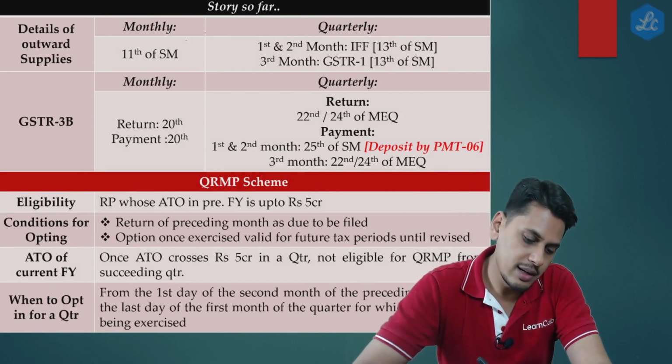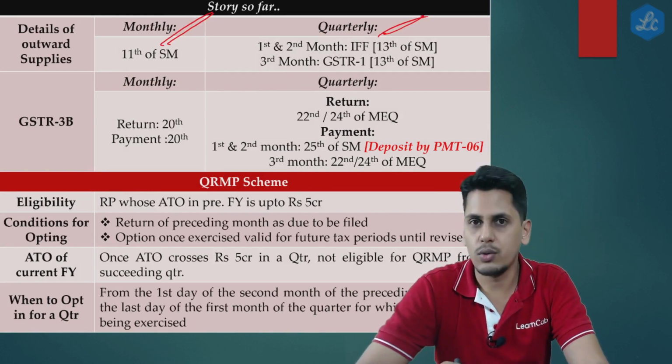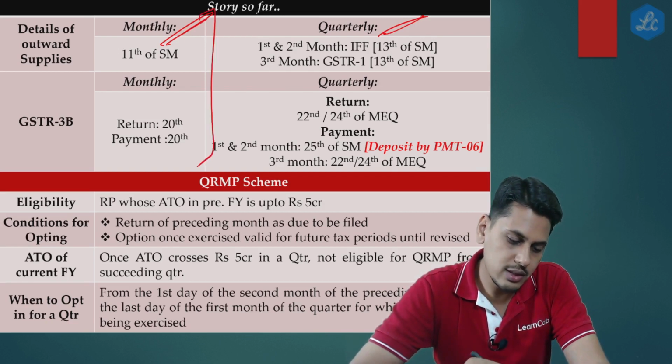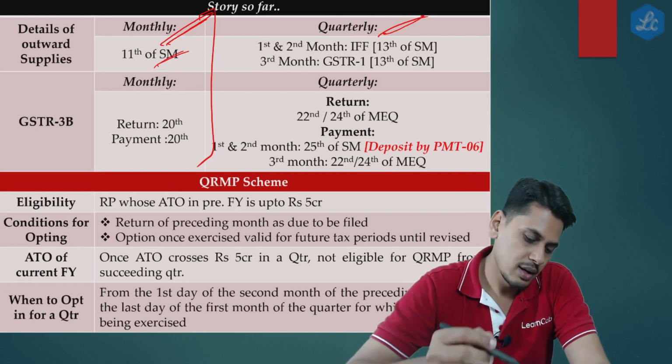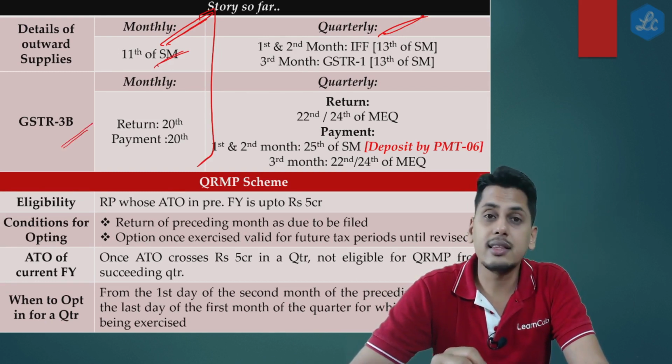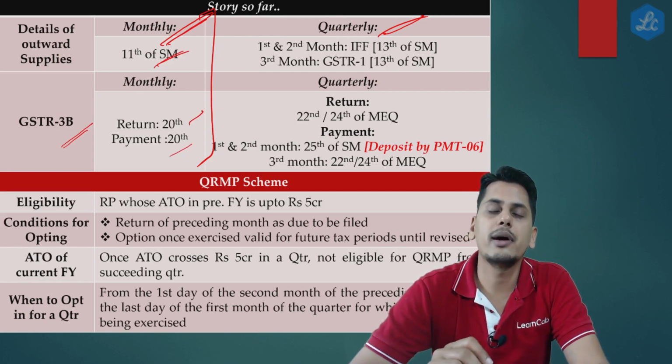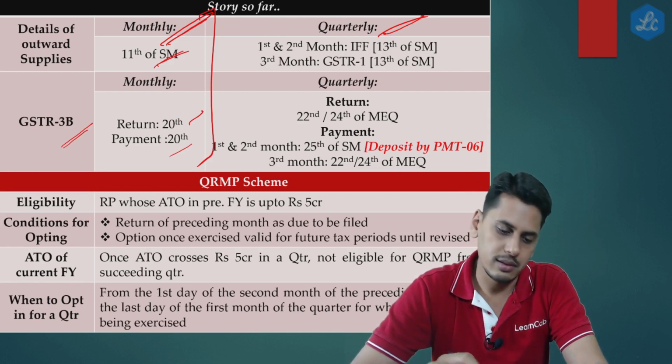So friends, return filing is monthly or it is quarterly. As regards monthly filing, the details of outward supplies in GSTR 1 are due by the 11th of the subsequent month. As regards monthly GSTR 3B, the return needs to be filed by the 20th of the subsequent month. Taxes need to be paid by the 20th of the subsequent month.